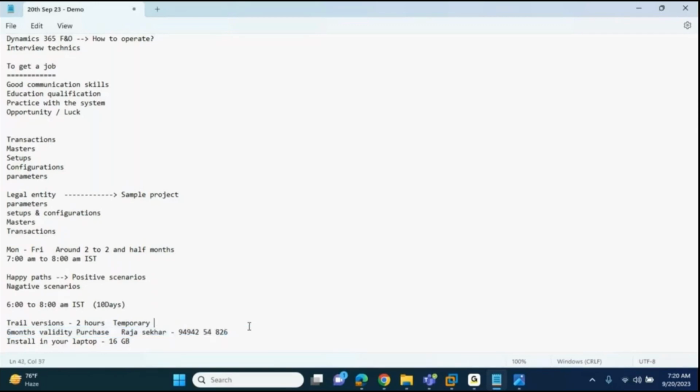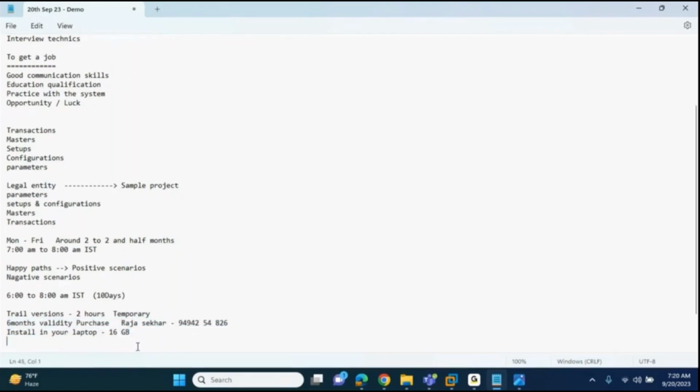Okay, these are in US dollars. In US dollars, he will purchase and do the arrangements for you. This is 6 months validity. After 6 months, it will be expired. You need to purchase another one if you want. If it is installed in your local laptop, it will be permanent.